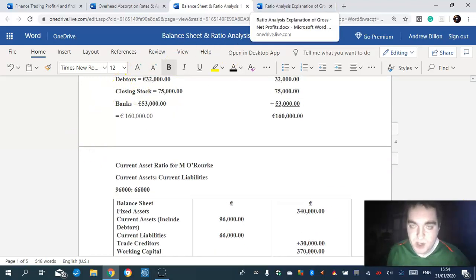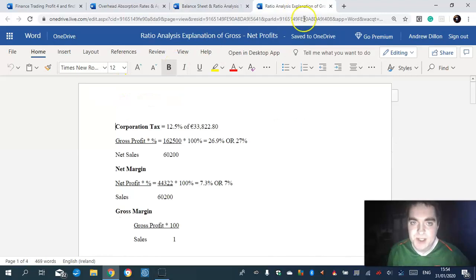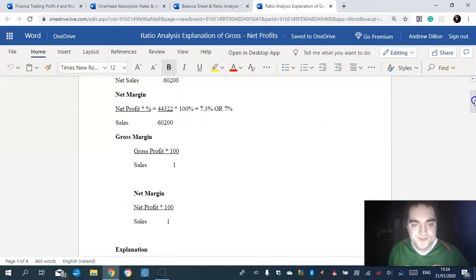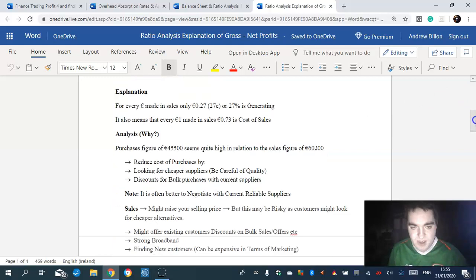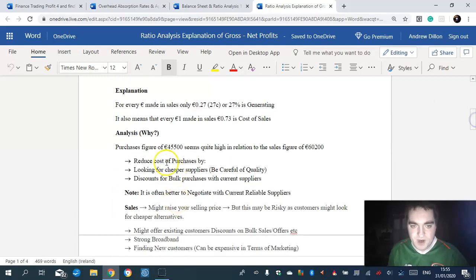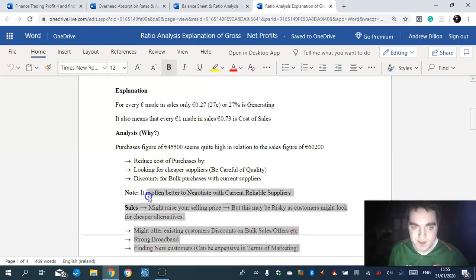Now I'm going to move on to the next one, which is the ratio analysis explanation of gross and net profits. You see, the fourth example is the corporation tax is 12.5% of 33,882 and 80 cents. I explained from the last video about the gross and net margins and profits. So I'm going to move on. Yeah, I said all these before. They're quite the same explanations from the fourth file, Finance Trading Profit 4.